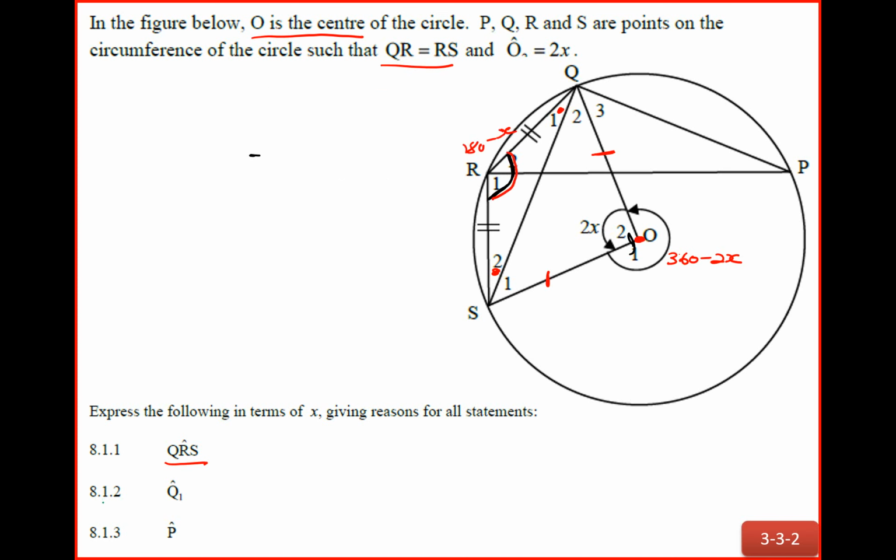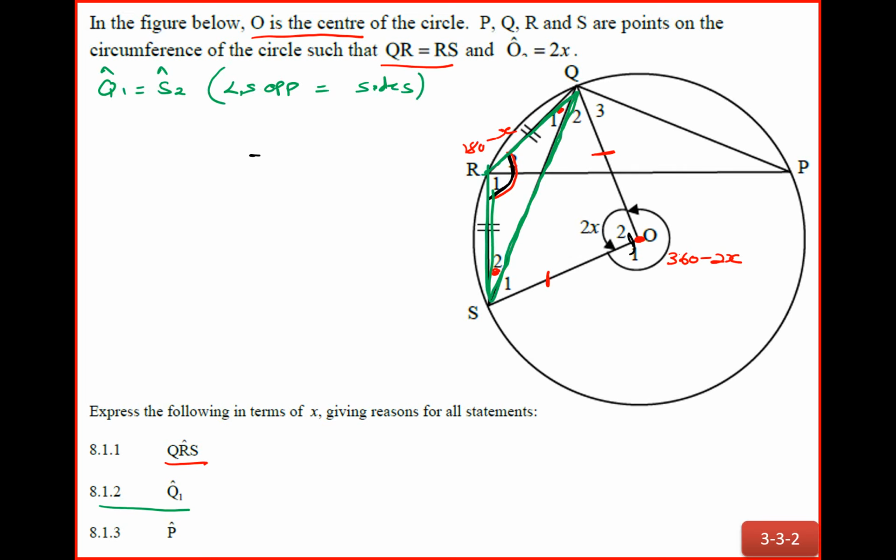Okay, our next question, 8.1.2, wants us to find Q1. And I think we spoke about this earlier, that we have an isosceles triangle. So we know that Q1 is equal to S2. And the reason for that is angles opposite equal sides. So we now look at the triangle, the green triangle that I've just drawn in for you.